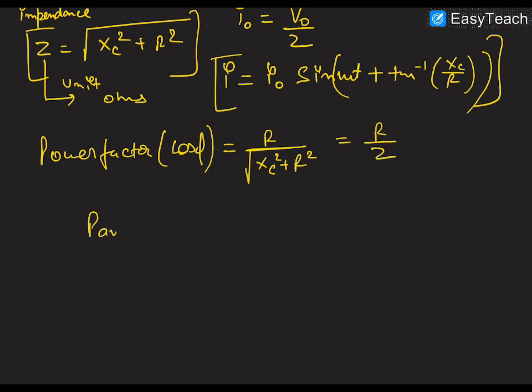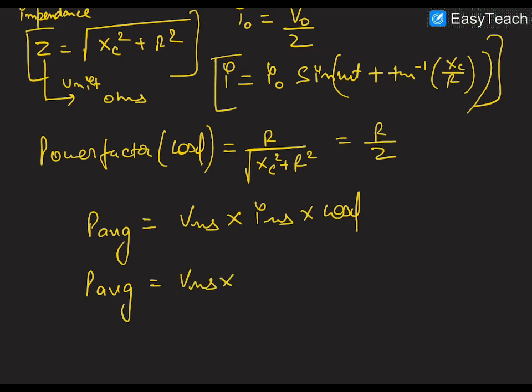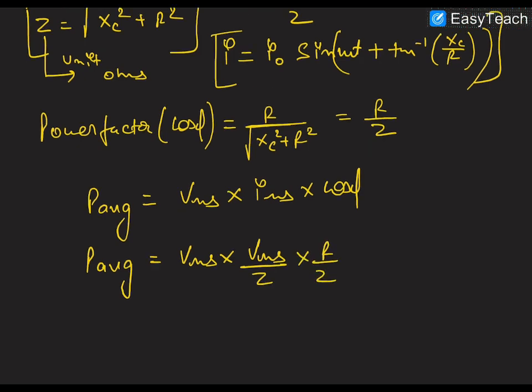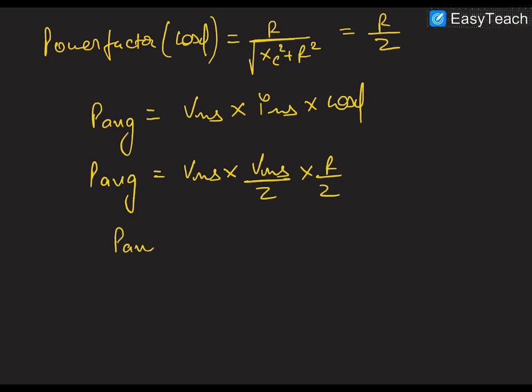Average power loss in this circuit will be Vrms into Irms into cos phi. Irms will be Vrms upon Z, and cos phi will be R upon Z. So average power loss will be Vrms square R upon Z square. This is the average power loss in this circuit.